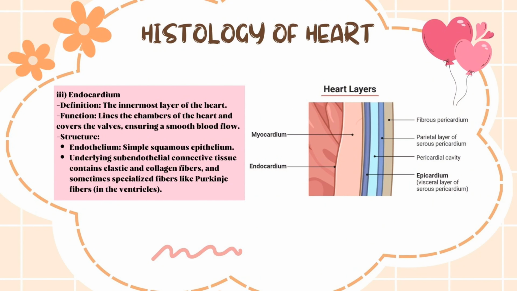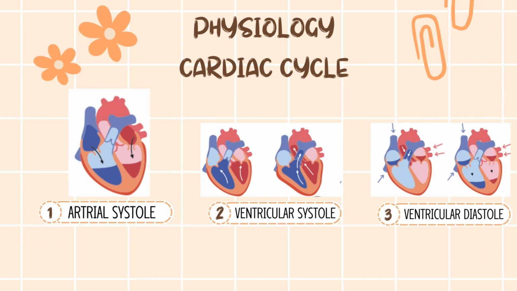The last layer is endocardium, the innermost layer of the heart. It lines the heart chamber and valve to ensure smooth blood flow. Endothelium for endocardium is simple squamous epithelium, and the underlying subendothelial connective tissue contain elastic and collagen fibers, and sometimes specialized fiber like Purkinje fiber, which is located in the ventricles.